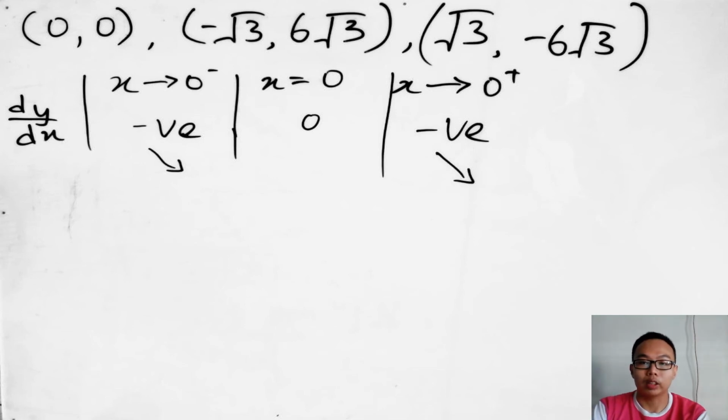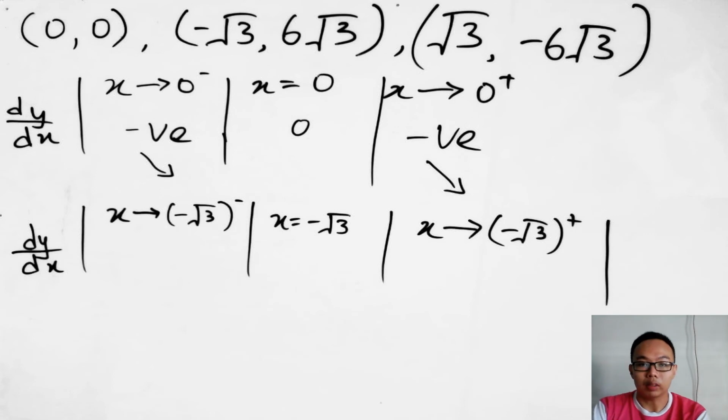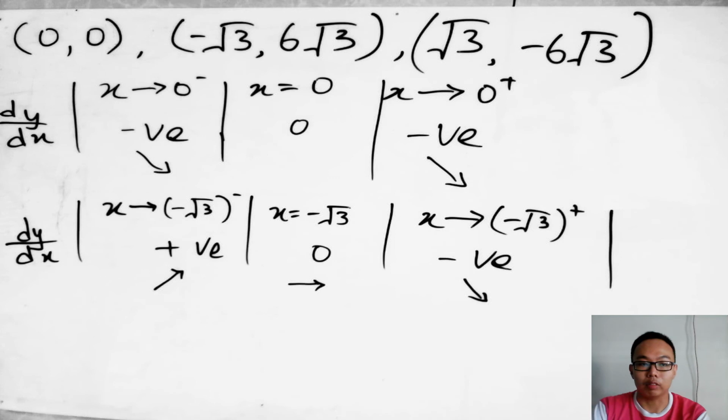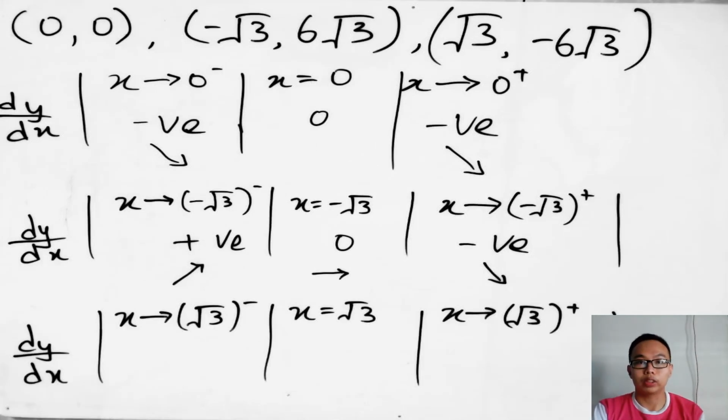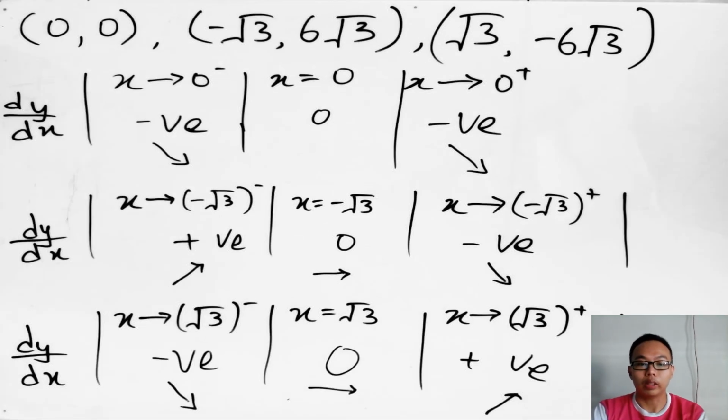So we do the same for the other two points. Substitute the values, and then we can get the value of dy/dx. So we can see the shape at that point. From here, we can know that the second point, negative root 3, 6 root 3, is a maximum point. And do the same for the third point. And here we can get that the third point is a minimum point.